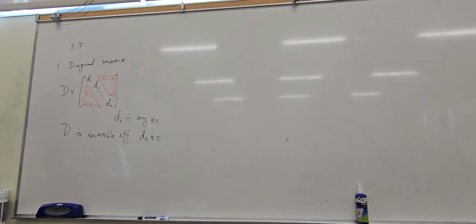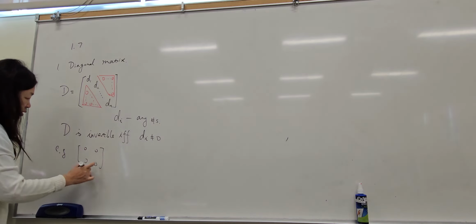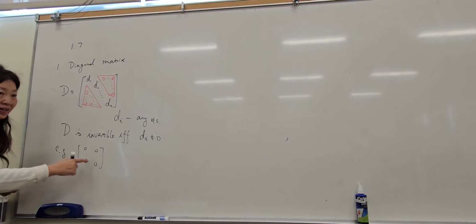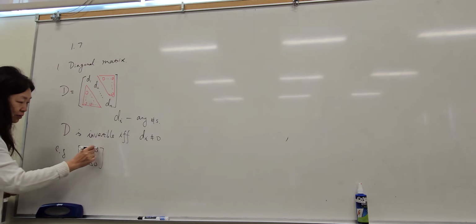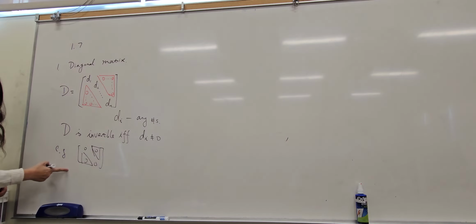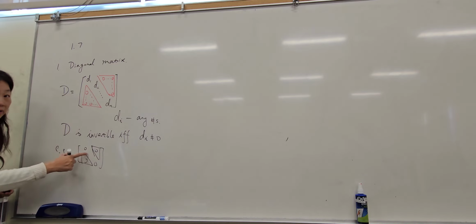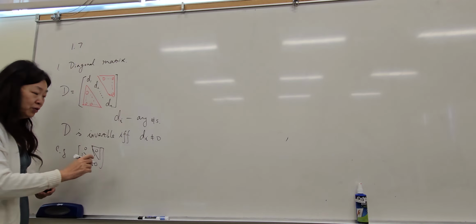Any question here? Now, let me give you examples. Is this a diagonal matrix? Yes, because a diagonal matrix just has the lower 0 triangle and upper 0 triangle. As long as it fits, then it's a diagonal matrix. But this matrix is not invertible. Why? Because this is 0. So this is a diagonal matrix, but not invertible.